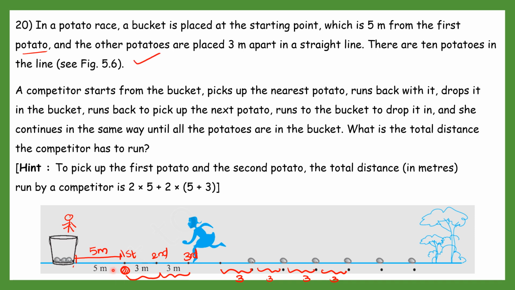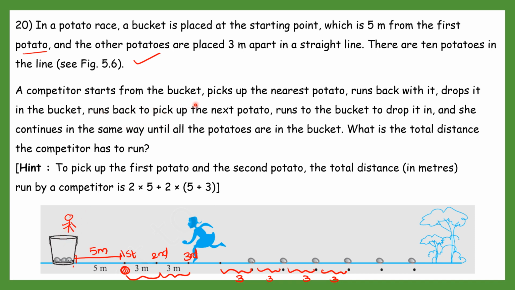Now let's continue reading. A competitor starts from the bucket. That means competitor will be present near the bucket. He will start from here. Picks up the nearest potato. Nearest potato is what? First potato. So he should first start from the bucket and pick the first potato here. Runs back with it, drops it in the bucket. He will start from the bucket, go to the first potato, pick the potato and he will run back to the bucket and place it in the bucket.